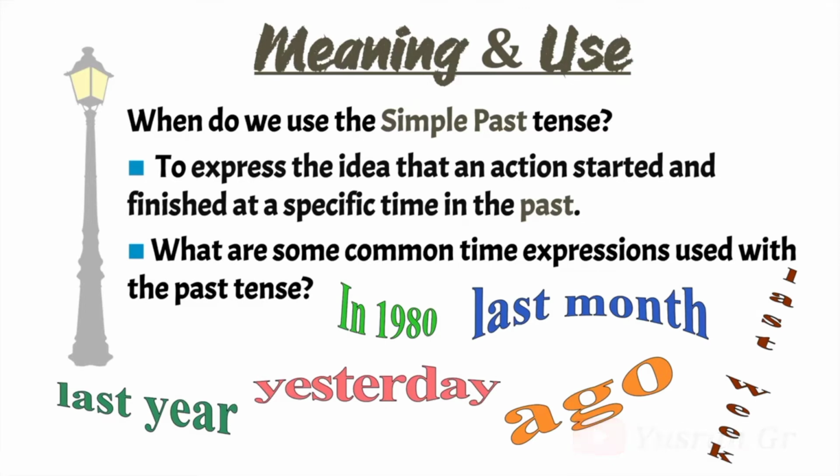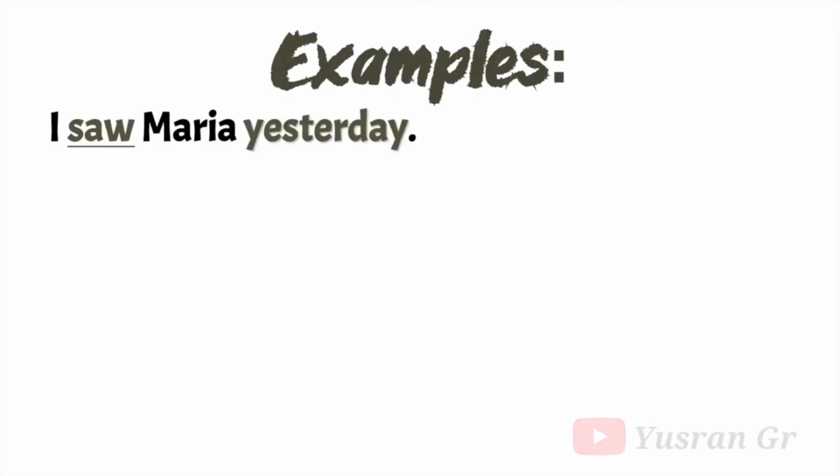There are many others. So time expressions and adverbs of time. So examples. I saw Maria yesterday. So saw is the irregular past verb of the verb to see. Yesterday is an adverb of time.